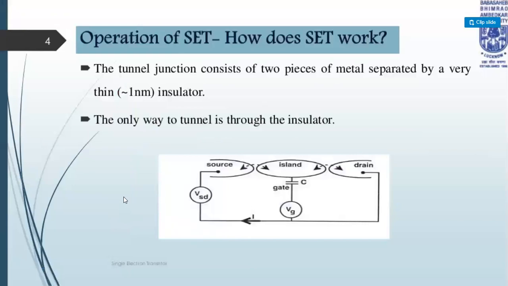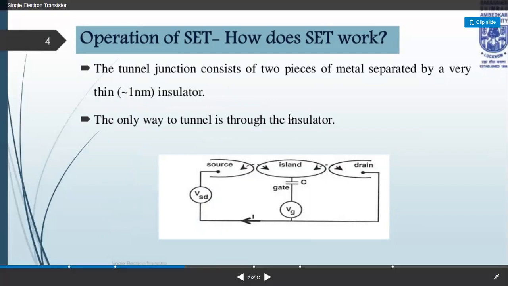Operation of the SET: how does a SET work? The tunnel junction consists of two pieces of metal separated by a very thin insulator, approximately 1 nanometer. The only way to tunnel is through the insulator. So this is a simple diagram of a SET, in which the operation changes. The source, island, and drain are connected to one voltmeter, with the capacitor as a gate. The arrow mark shows the operation of the SET, going from drain to source.